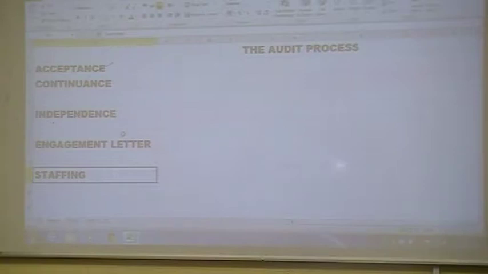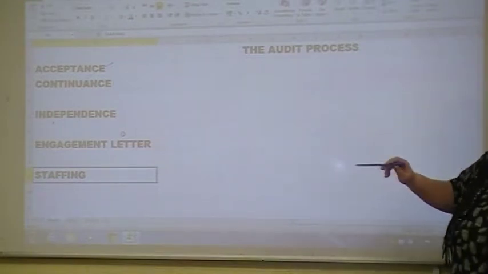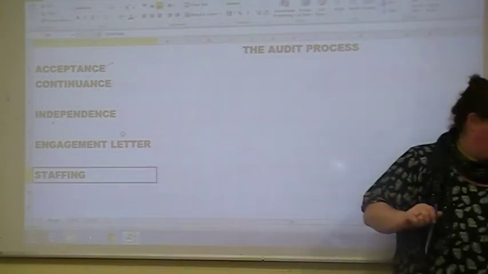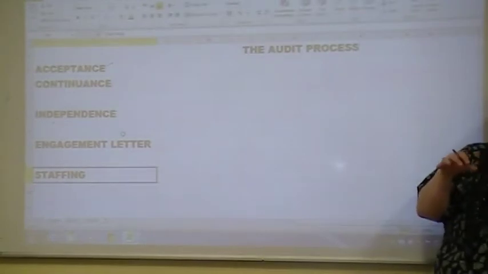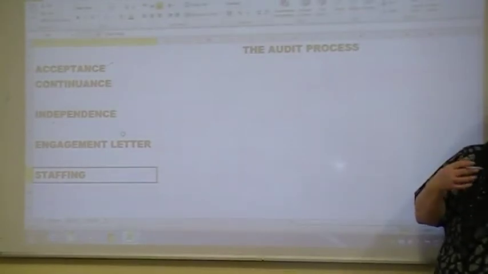We will actually use those little headings to think about what to think at each stage. So our acceptance and continuance: independence, engagement letter, and staffing. Our independence is seeing that we're actually independent from that company, so we can actually take on the audit.